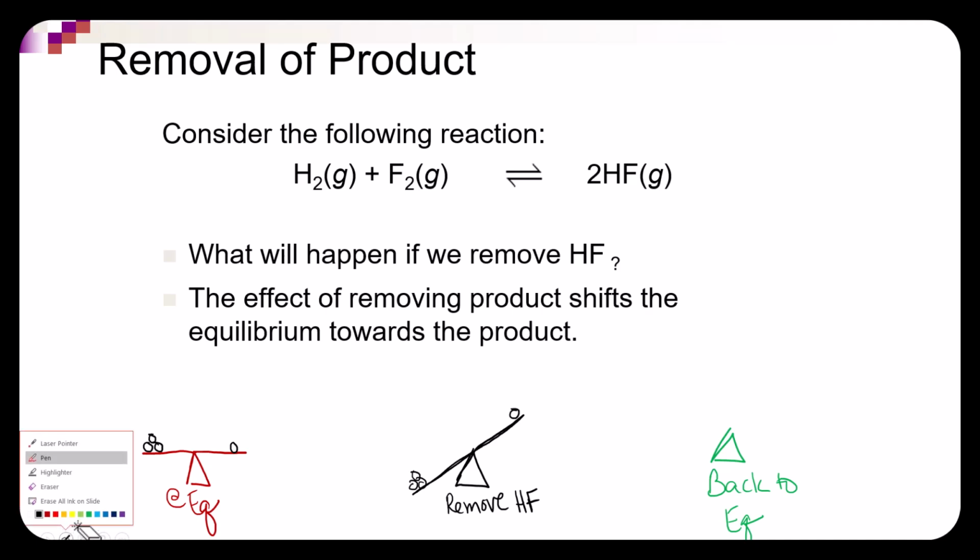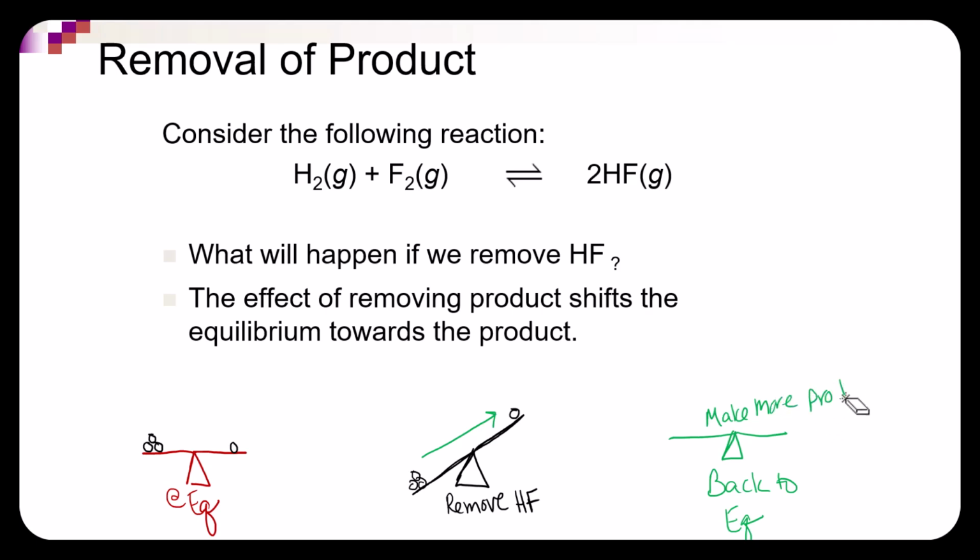So which way are we going to have to push to alleviate that stress? We're going to have to make more of our product. It's going to push towards the product. So to get back to equilibrium, we make more product. So the effect of removing the product will shift the equilibrium towards the products.